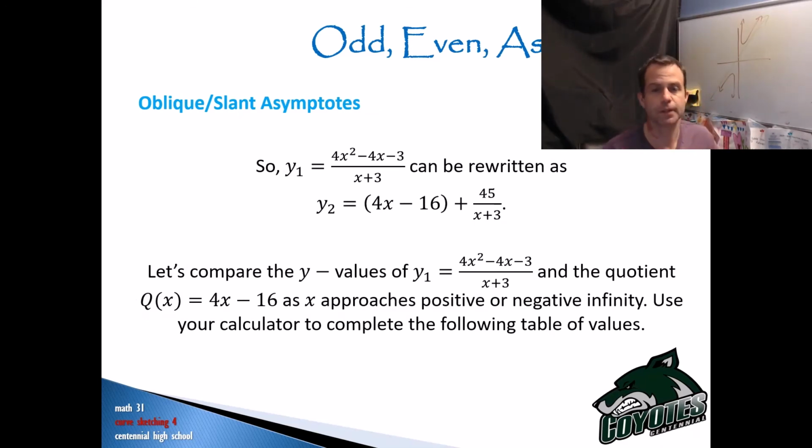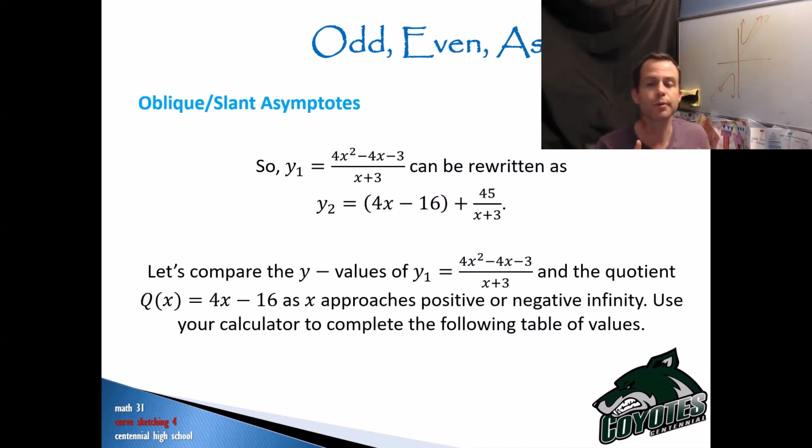Okay. So here's where we start a little investigation. Let's compare the y values of my original function, my y1, with the quotient, which was just that 4x minus 16. The plus 45 over x plus 3 was the remainder. A reminder, it's over x plus 3 because that's the part that never actually got divided by x plus 3. So we still have to divide by x plus 3. That's where that fraction is coming from.